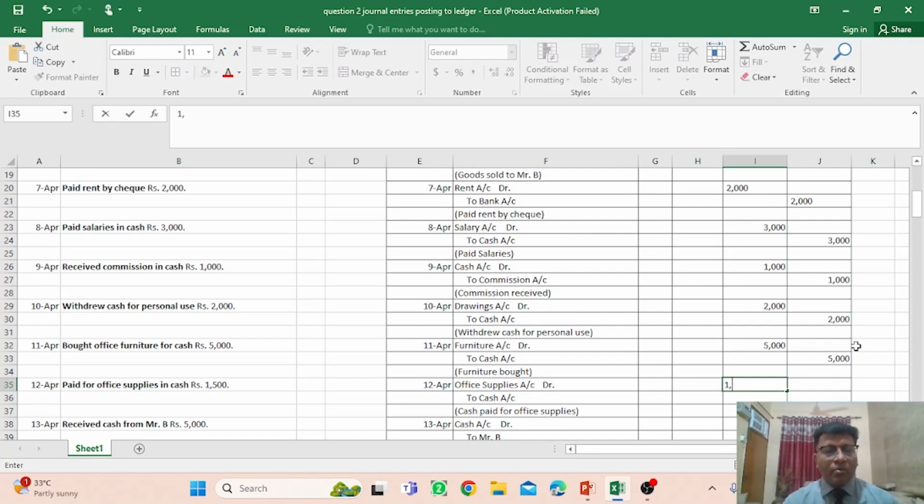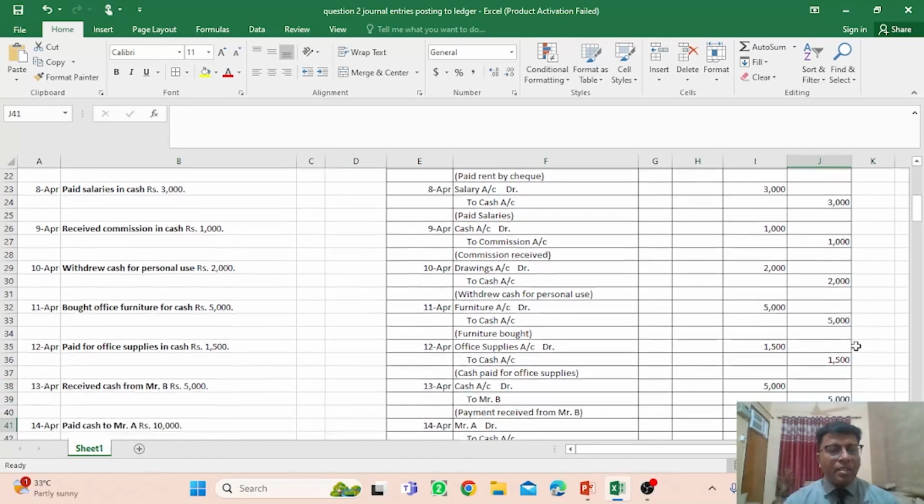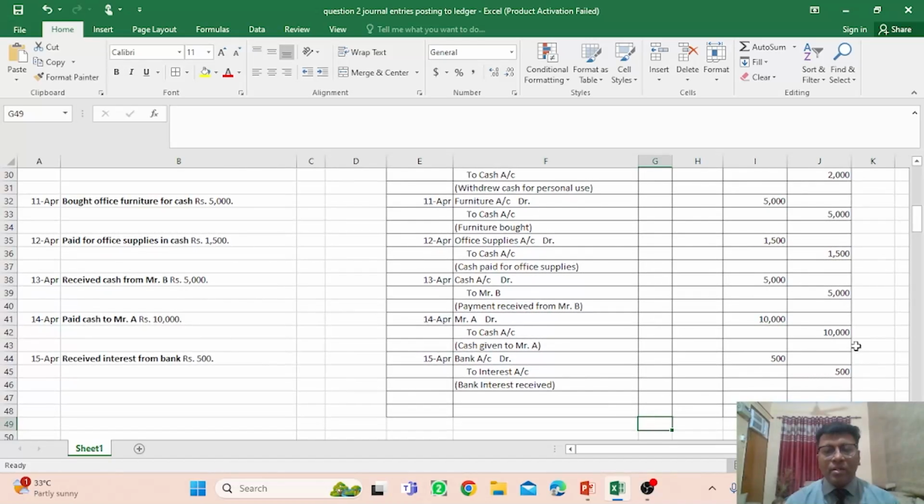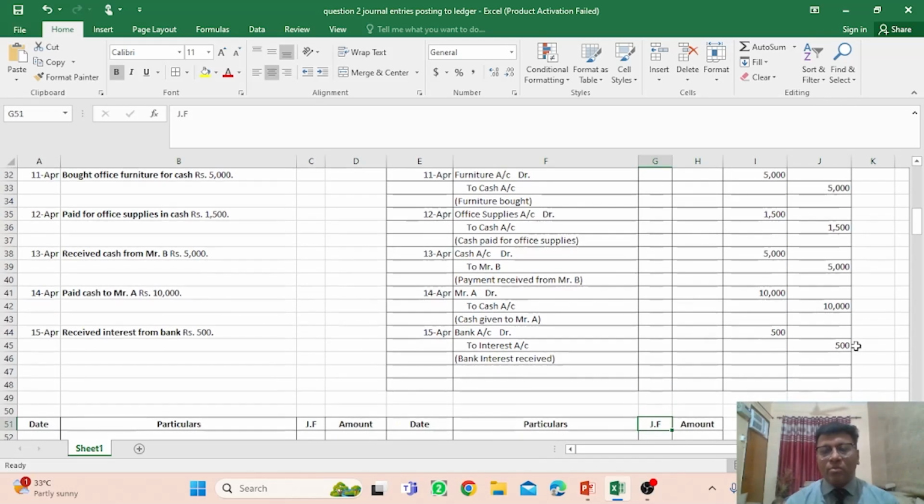I'm just mentioning 1500, and in the credit side 1500, right? Received cash from Mr. B, cash account debit to Mr. B, payment is received, and paid cash to Mr. A on 14th April, right? So Mr. A debit to cash account 10,000, and received interest from bank. It is again the case of income, so you have to make the interest account a credit, and the bank account, it means the bank balance is increased by receiving the interest from bank, so you have to make the bank account debit by rupees 500, and to interest account 500.